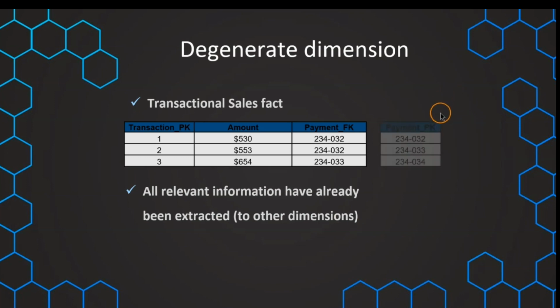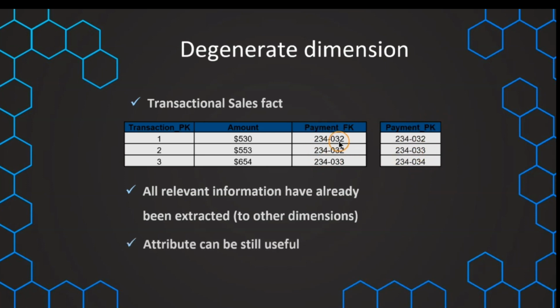In that case, we are left only with the primary key of this payment dimension. So of course, in that case, it doesn't really make sense to have this separate dimension because there's no additional information. Even though we don't have this dimension of the payment, this value of the payment ID can still be of value for our analysis.